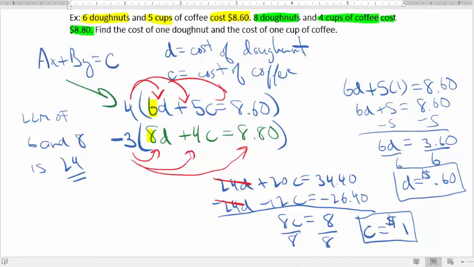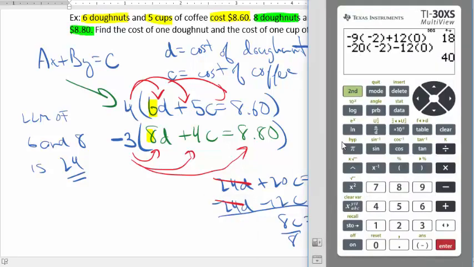And then you can check on the calculator just to make sure that it works, especially with this one with the decimals involved and the bigger numbers. So you probably want to say, okay, 6 times 0.6 plus 5 times 1. Yes, that's 8.6. And then 8 times 0.6 plus 4 times 1. And yes, that's 8.8. So it does check out. So the coffee is $1, the donut is 60 cents.